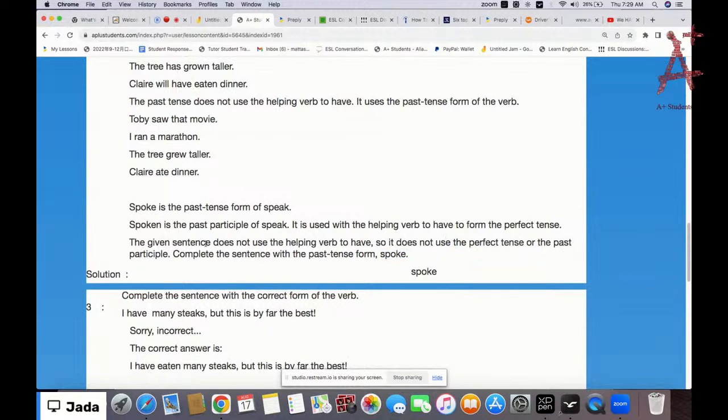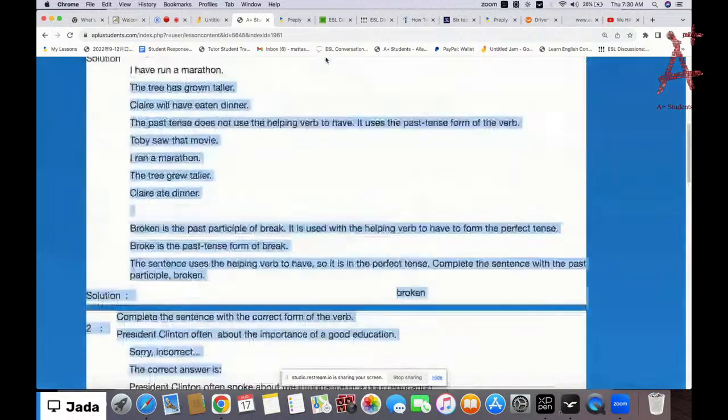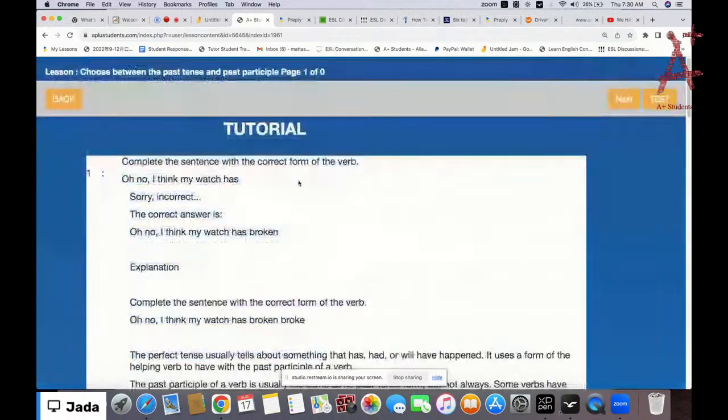Now, if the sentence uses the helping verb to have, because look at it here, you have has, had, or will have. That's for the perfect tense. So that is to have, the past participle to have for the perfect tense. These ones are together. So if the sentence uses the to have verb, you're going to use the past participle, just like this one. An example of the to have here is I think my watch has, so the has here is what connects them together.